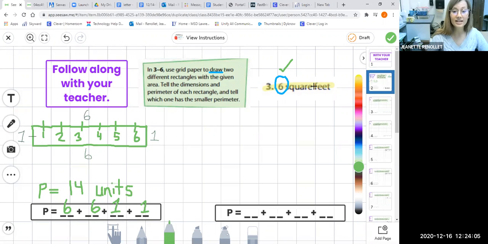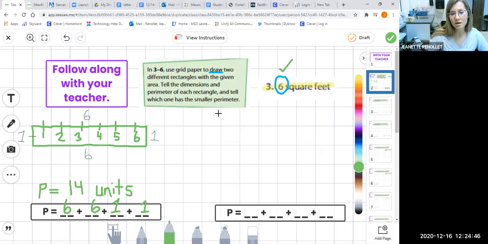For question 3, it directed me to create 2 rectangles. We just did 1. I now need to create a different rectangle that also has an area of 6 square feet. My first rectangle, I did 1 row with 6 square units in it. I now know that I cannot use 1 times 6. I cannot do 1 times 6 because I already did that over here.